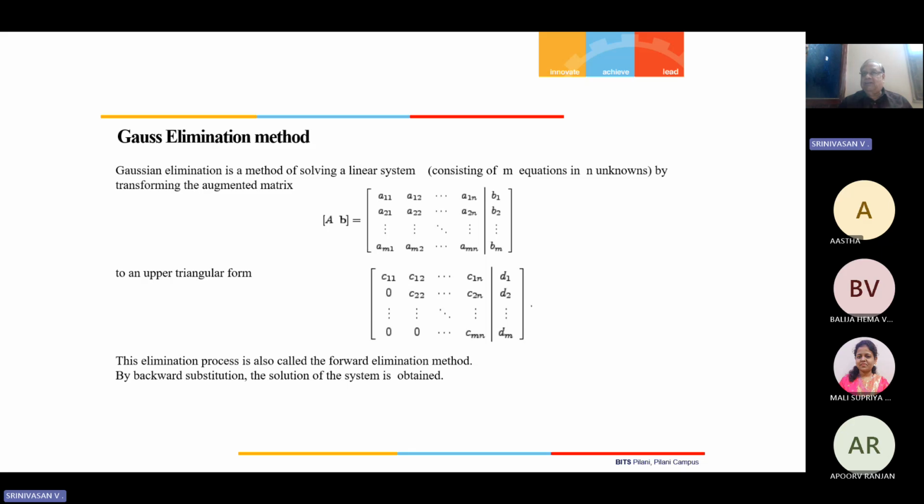Now in the first row, you have this into x1, this into x2, this into x3 equal to this one. Already you know the values of x3 and x2. So by substitution, you get the value of x1. And this is what we mean by backward substitution. Okay.